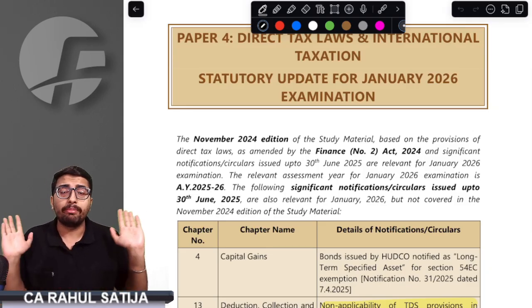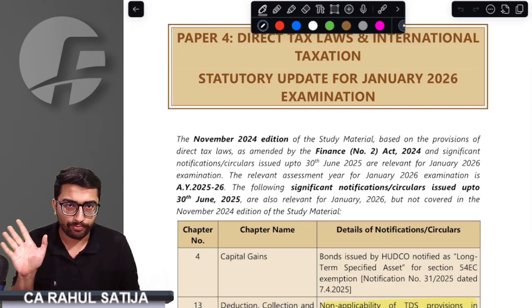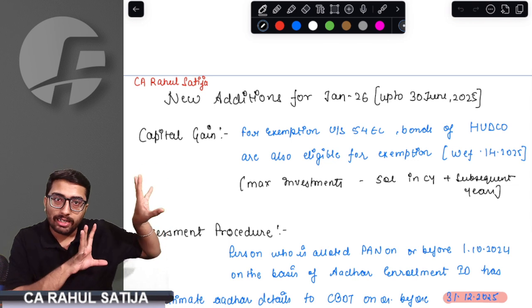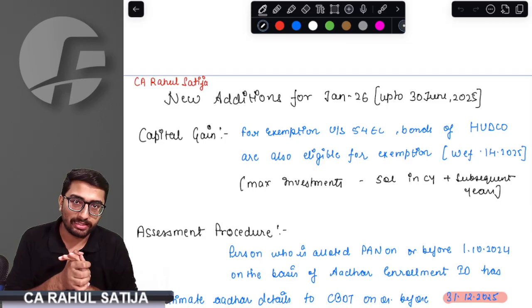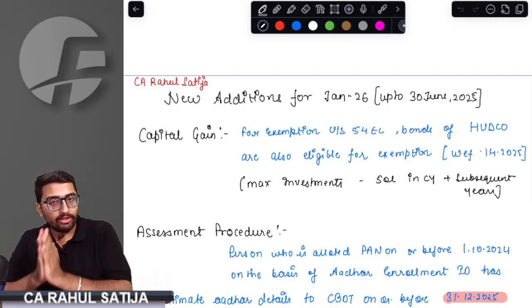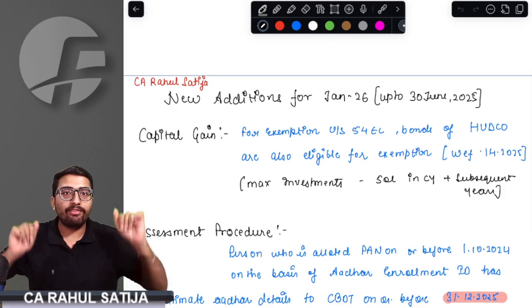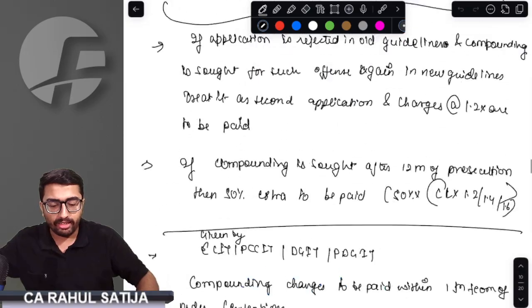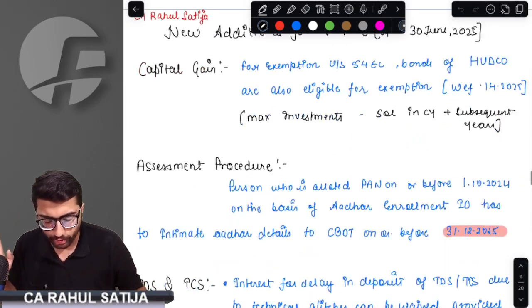But sir, there are certain amendments which are exclusively applicable for Jan 26. For that, I have prepared a PDF which covers all the amendments exclusively applicable for the Jan 26 attempt. If you have taken classes for the September 25 attempt, you just have to do these Jan amendments. But if you have done classes for May 25 and want to do both, this PDF includes amendments for September also. Got it, sir? We got your point.